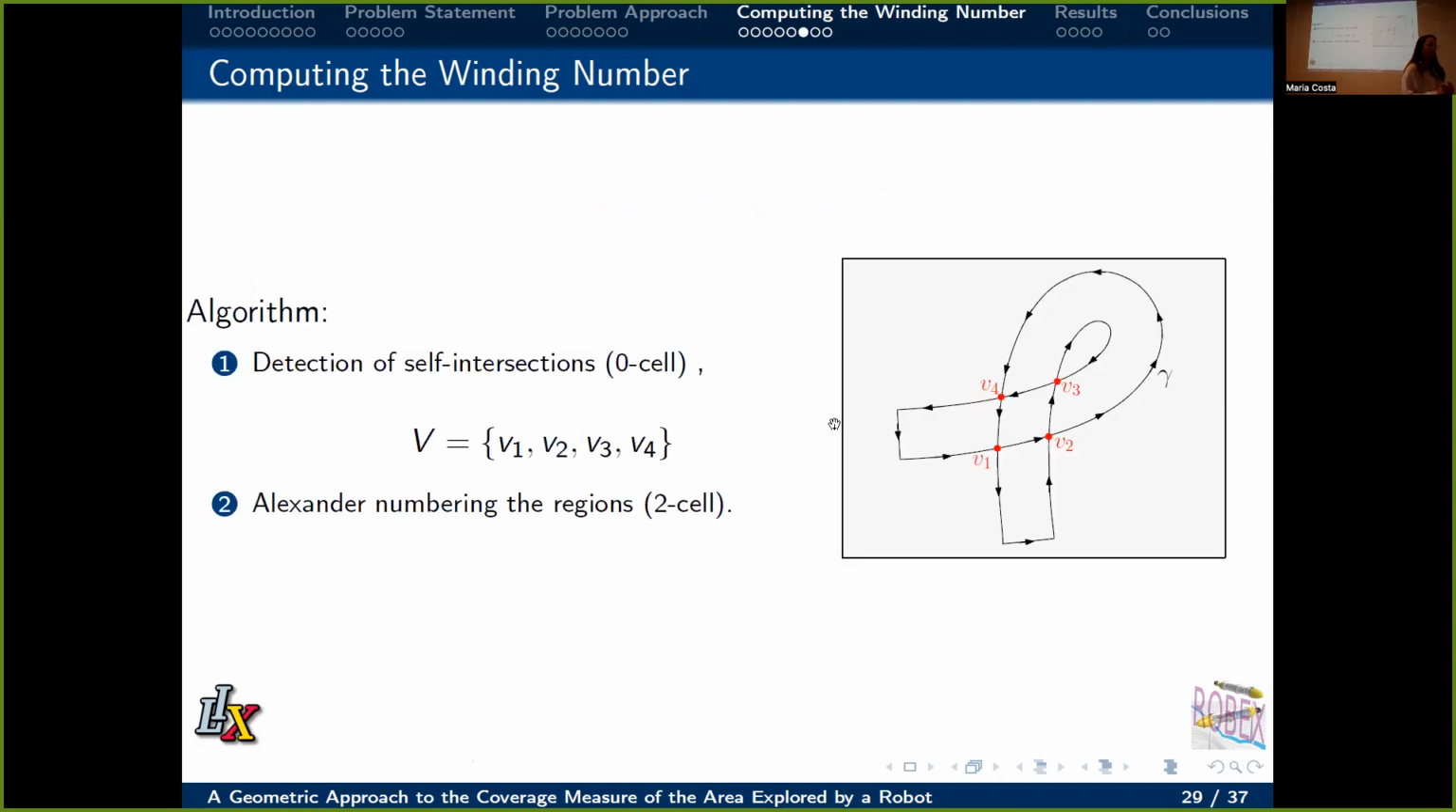Okay, so our algorithm consists of first detecting the self-intersections. This was done when we constructed the CW complex from this curve. So here we have a finite number, like I mentioned: V1, V2, V3, and V4. And then using the self-intersections, we can number all the regions on the plane using the Alexander algorithm.